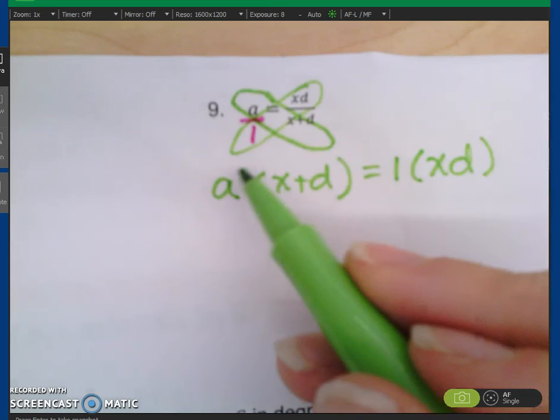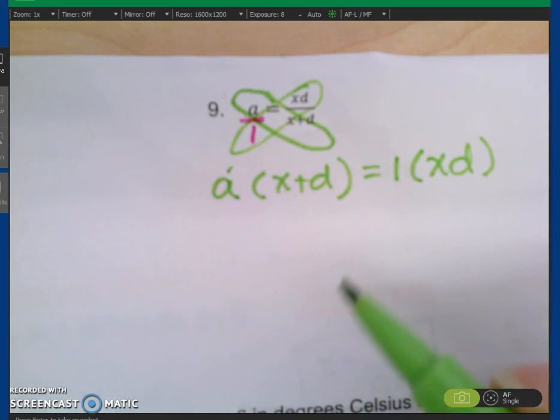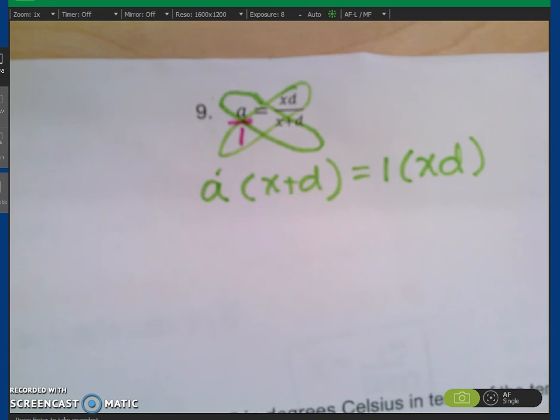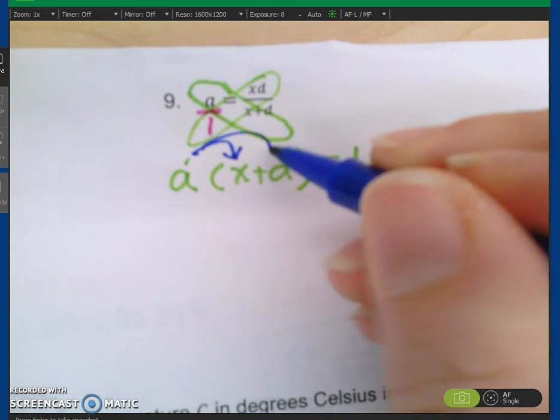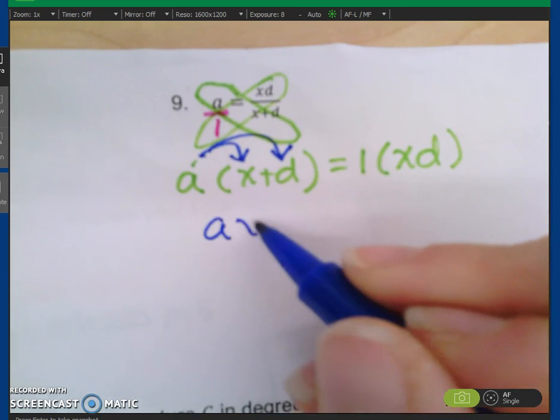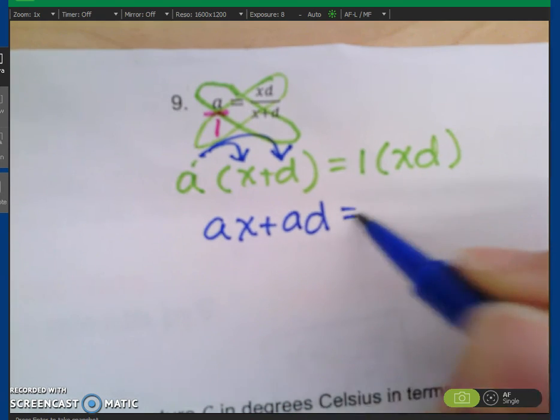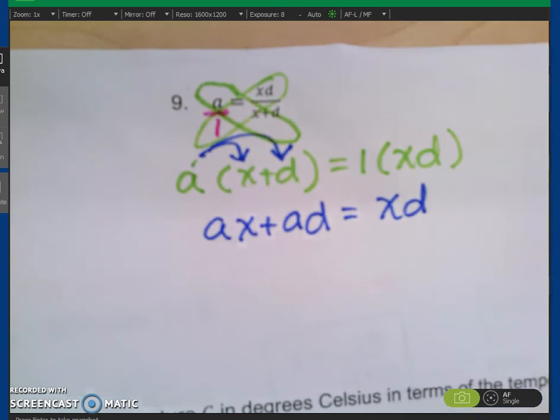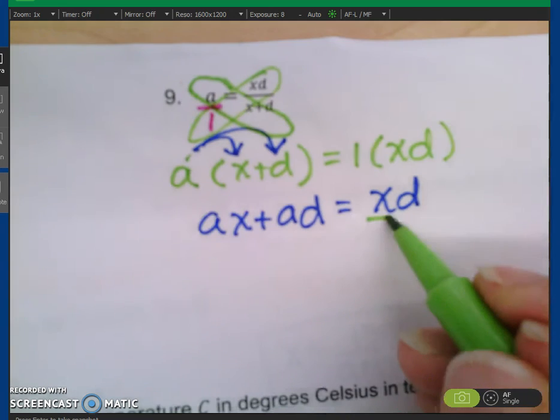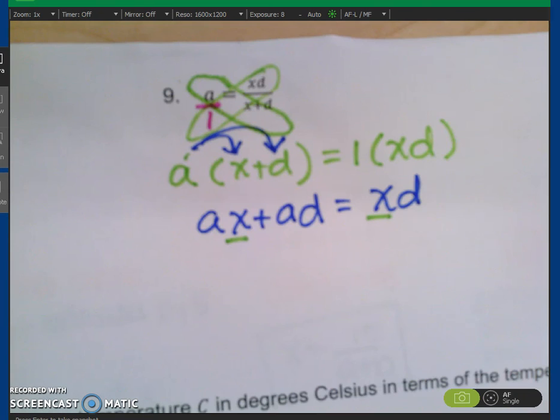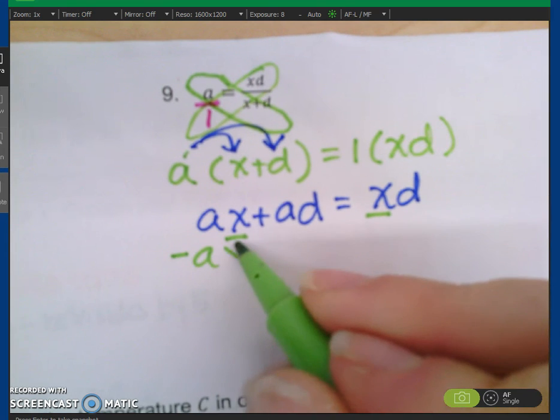Okay, do you think I should distribute the a, or should I just undo the multiplying by a? What do you guys think I should do? Any ideas? I feel like distributing today. So let's distribute. And I'll get ax plus ad equals xd. I need to get the variables all on one side. I have an x over on the right and an ax on the left. I'm going to decide to subtract ax from both sides.